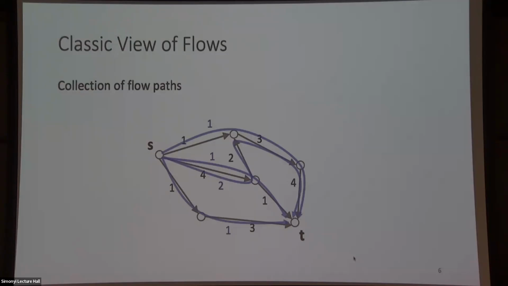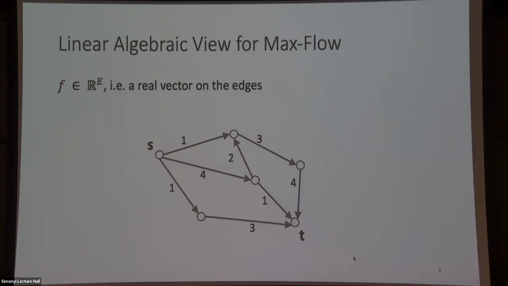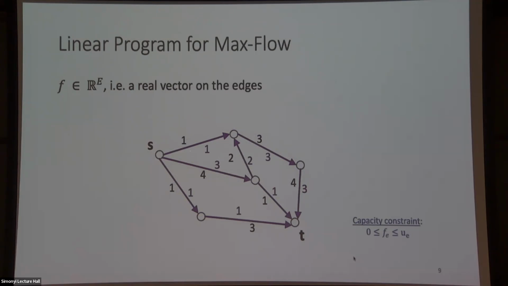We'll take a slightly different view, the linear algebraic view of max flow. So think of flows as just a vector assigning real numbers to each of the edges. I took the same flow and converted it to just these purple numbers on each of these edges. But of course, every such vector is not a flow. So what are the constraints we need for this vector to be a flow? The easy one is that it must satisfy direction and capacities. So f_e is non-negative and bounded by the capacity on every edge. That's the easiest one.